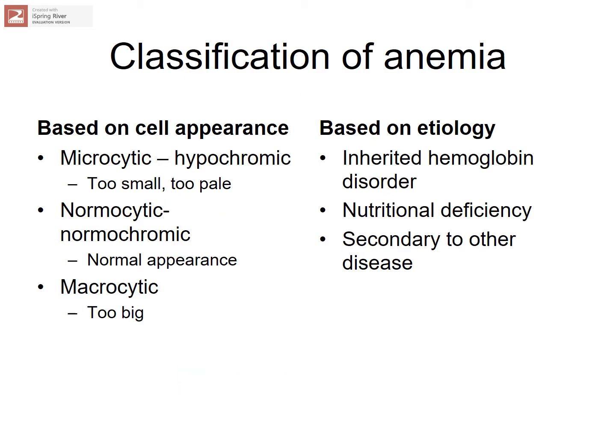When we classify anemias, we can classify them based on the appearance of the cells. So they can be microcytic and hypochromic, too small and too pale. These are terms you should be familiar with now. Normocytic and normochromic, which is normal appearance, or macrocytic, or too big. We can also classify anemias based on the etiology. So these include inherited hemoglobin disorders such as sickle cell, nutritional deficiency such as iron deficiency, or secondary to another disease such as cancer or treatments for cancer.